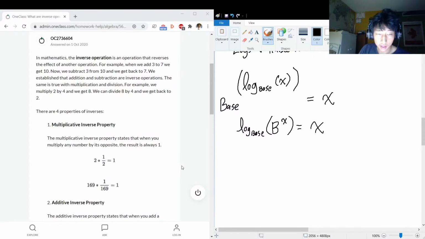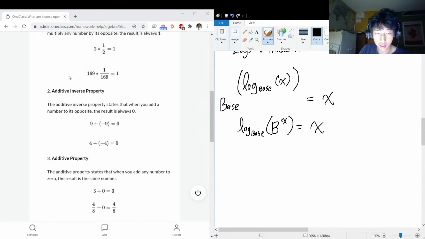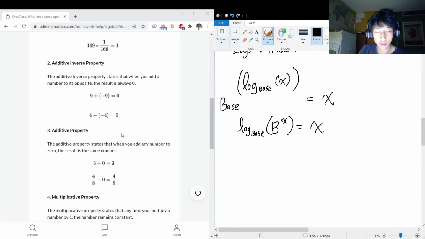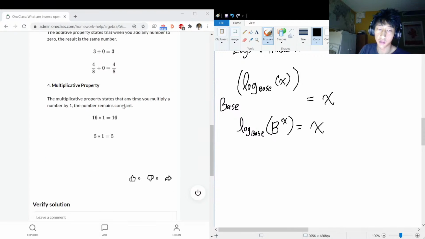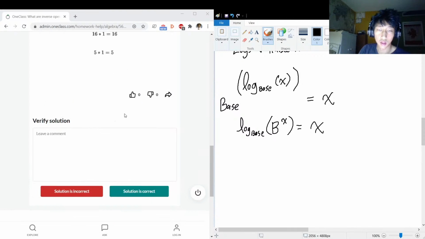Okay, sounds good. I guess they're showing it in a different order. I'm not sure if the additive property is related to inverse. Oh, I guess it kind of is. Yeah. So the above solution is good. Oops, sorry for that.